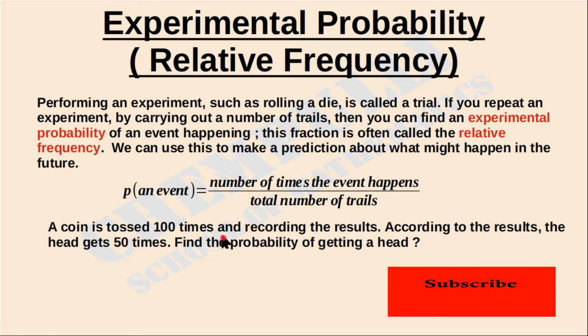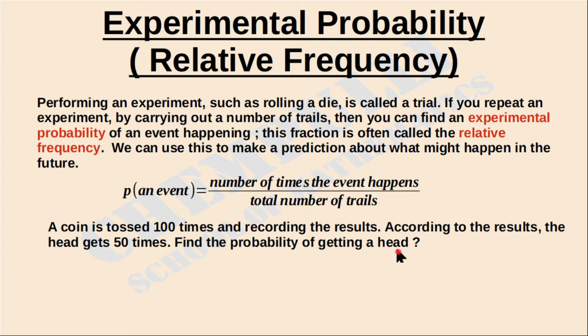Next, we have to find the probability of getting a head. Here the event is getting a head. According to the result, the head comes up 50 times out of 100. So the number of times the event happens is 50. We can write it as 50 divided by 100. That is, the probability of getting a head is equal to 50 over 100. Then reducing this fraction, we get 1 over 2.